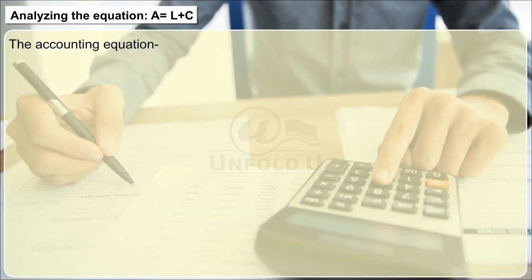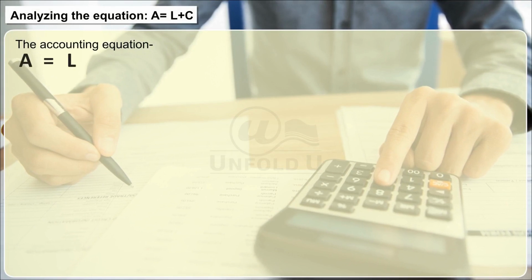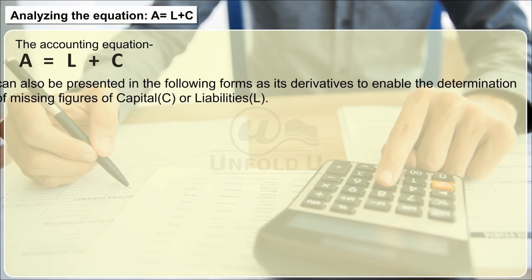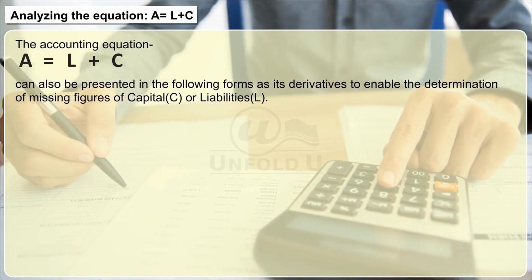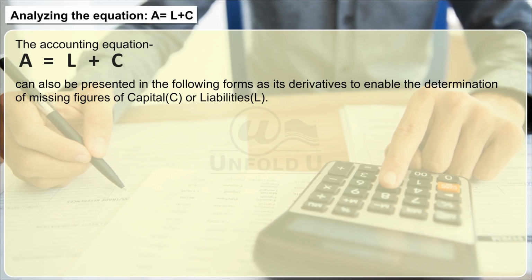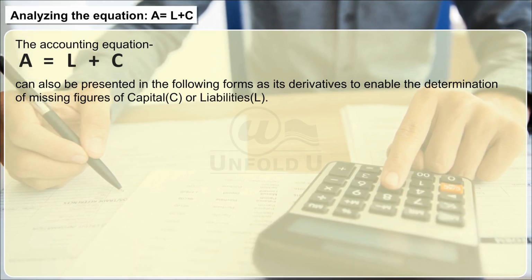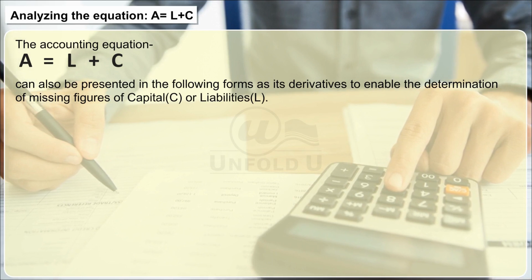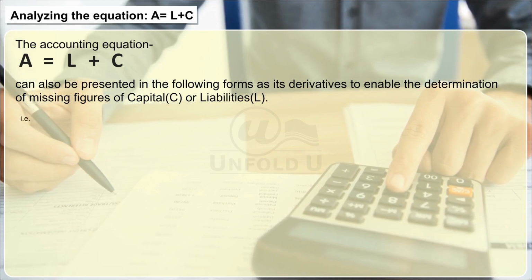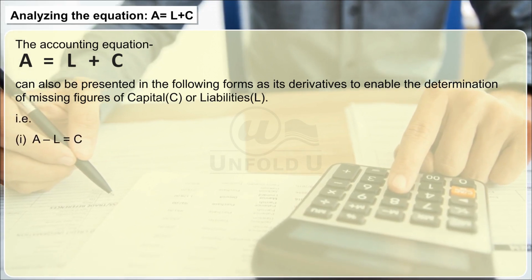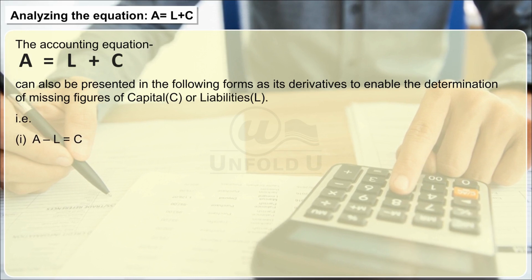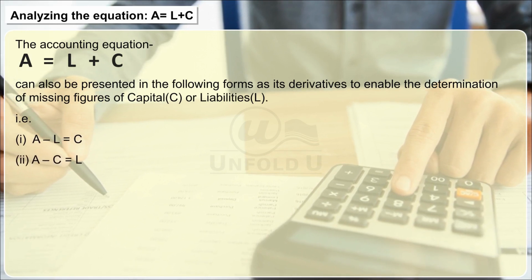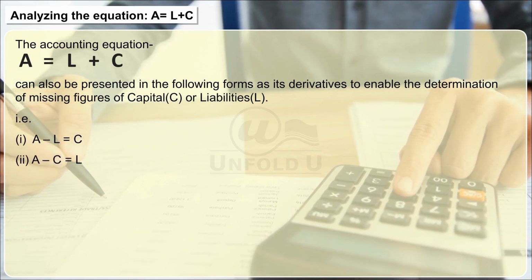The accounting equation, A is equal to L plus C, can also be presented in the following forms as its derivatives to enable the determination of missing figures of capital C or liabilities L. That is, 1. A minus L is equal to C. 2. A minus C is equal to L.